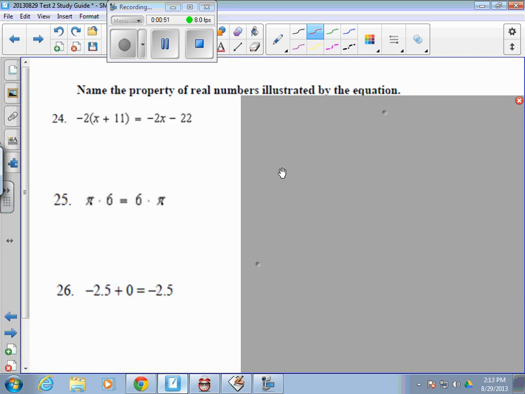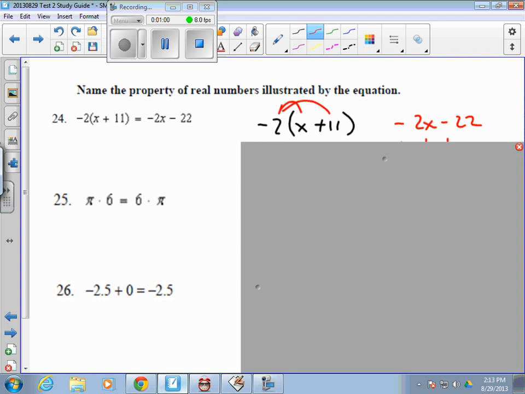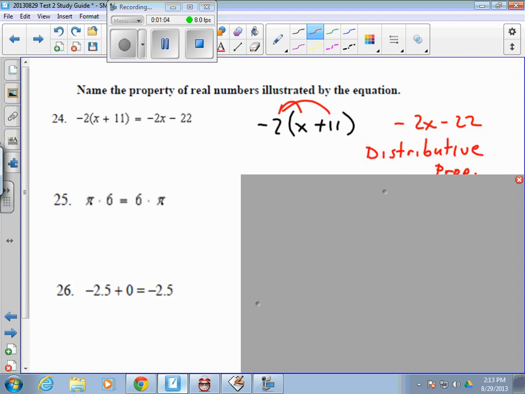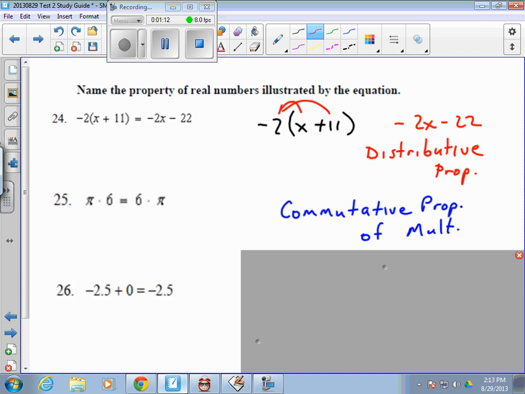Number 24, 5, and 6, we're going to name the property that's associated with these things. Negative 2 times x plus 11 equals negative 2x minus 22. Most people can see it this way. You multiply negative 2 times x and you get negative 2x, and negative 2 times 11 you get negative 22. That's the distributive property.